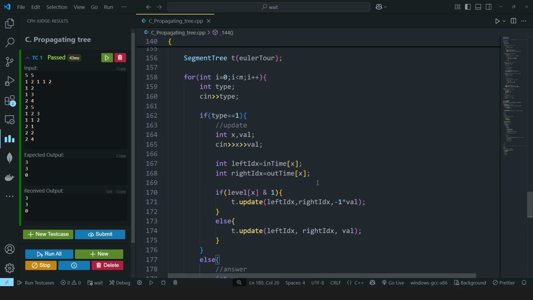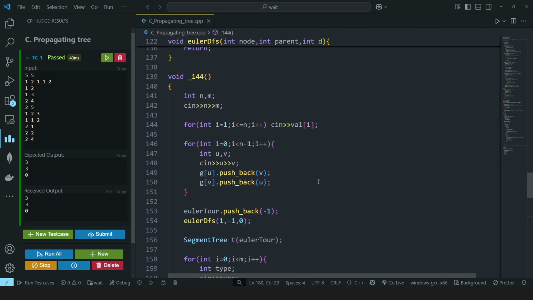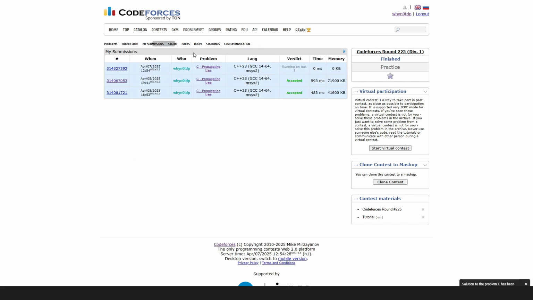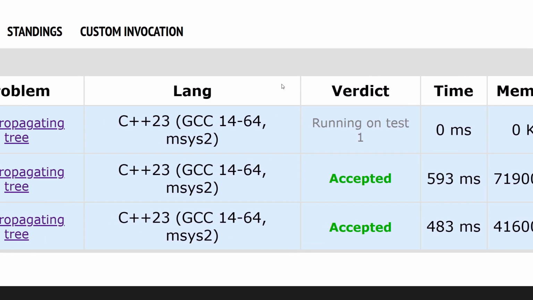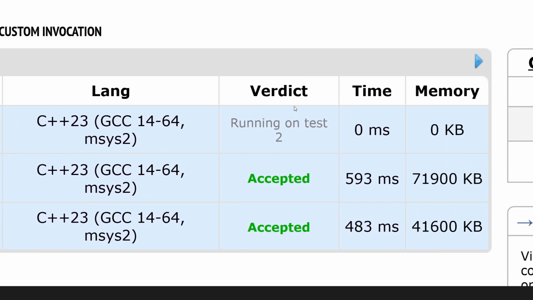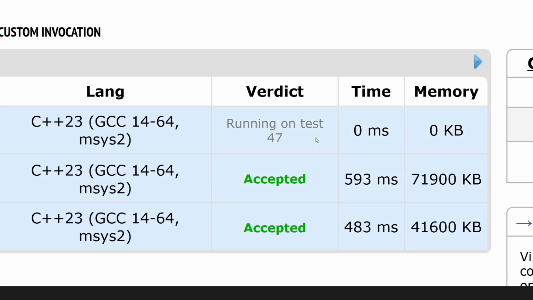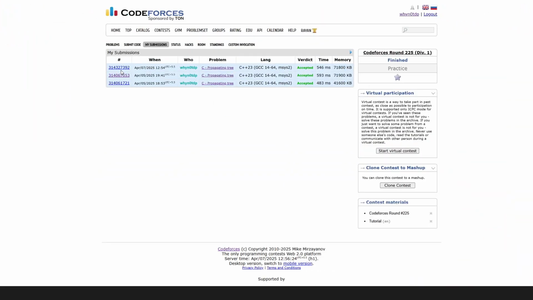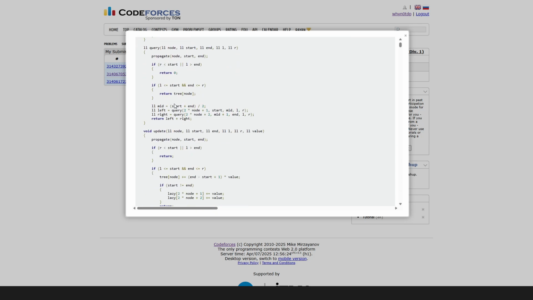So now if I try to submit this solution on the Codeforces platform, let's see if this is giving accepted or not. As you can see, the solution is accepted, right? And this is the code that we just wrote here.